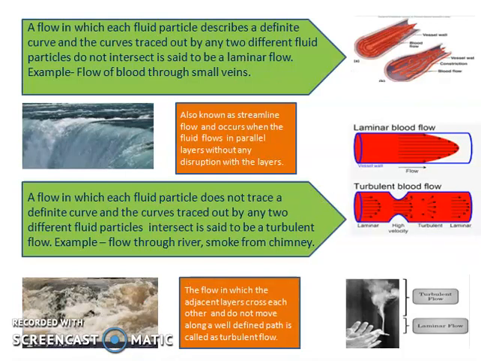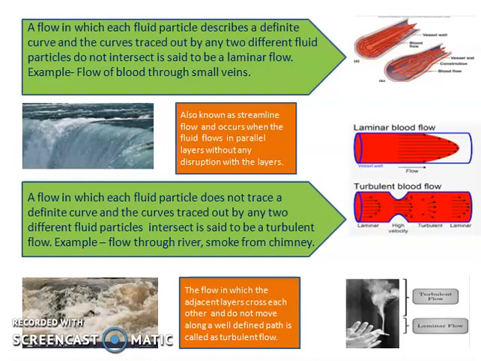So we'll see what we mean by a laminar flow. In a laminar flow, the fluid particles describe a definite shape, and a definite curve is traced out by the fluid particles. The fluid particles travel parallel to one another and they do not intersect with each other. Say, for example, the flow of blood through small veins. In the first diagram, we can see that the layers of the blood do not interact with each other.